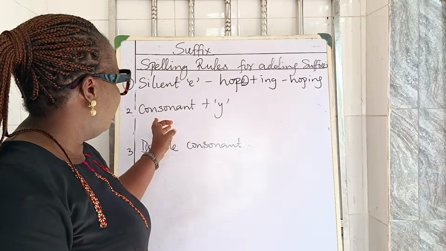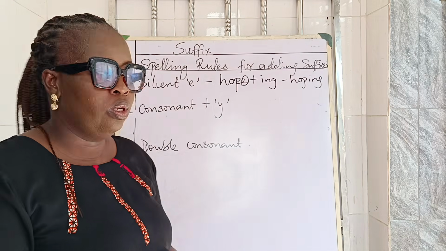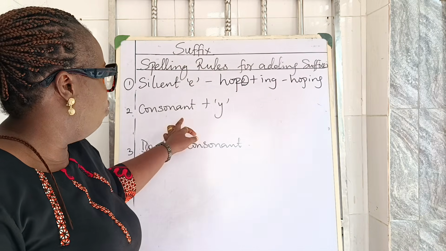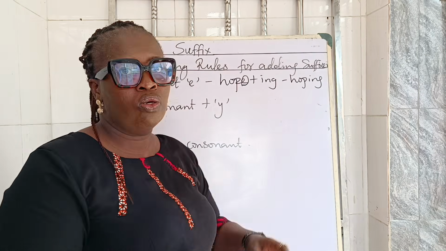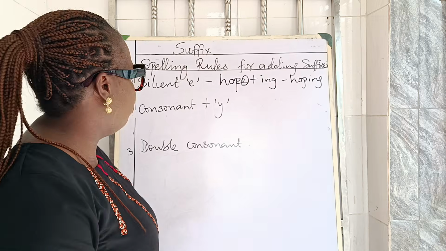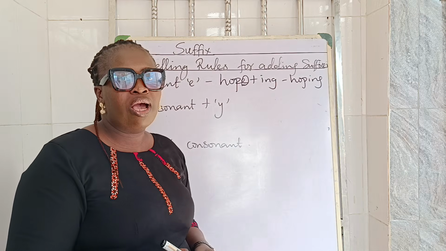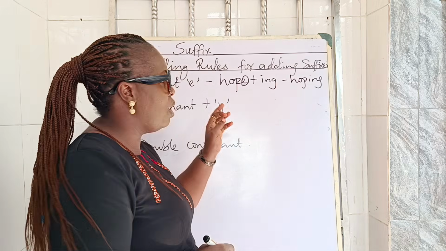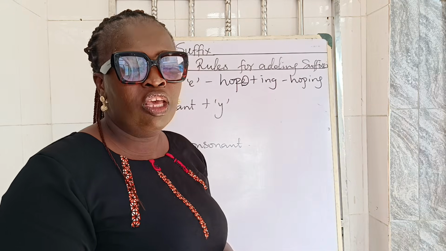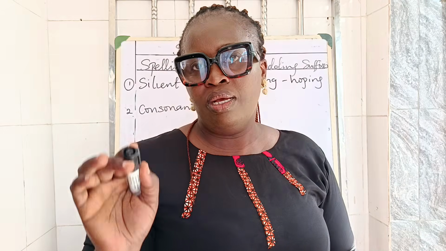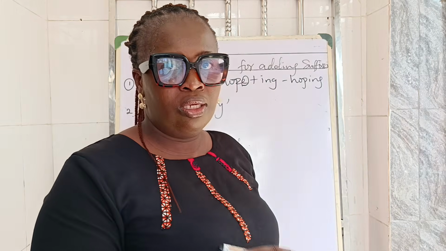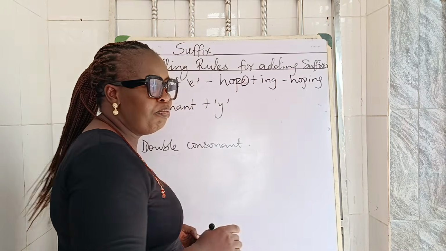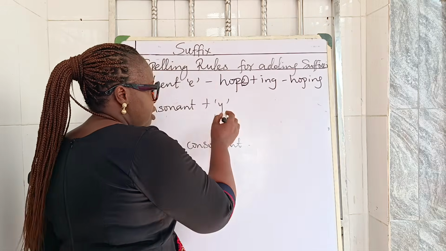Right? Let's look at the second rule, the second spelling rule for adding suffixes. We have consonant plus Y. If the Y is already ending the root word and I want to add my suffix, what can I do? An example to explain this is the word happy.